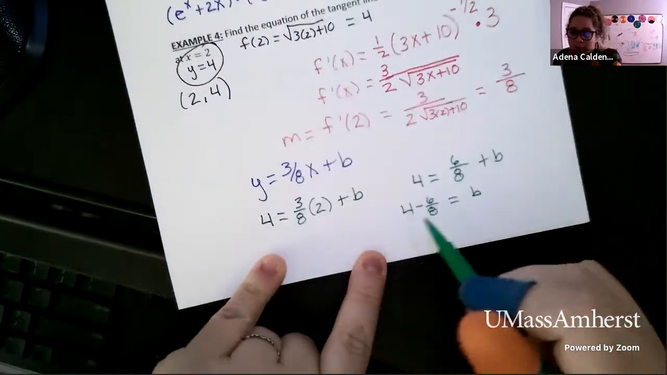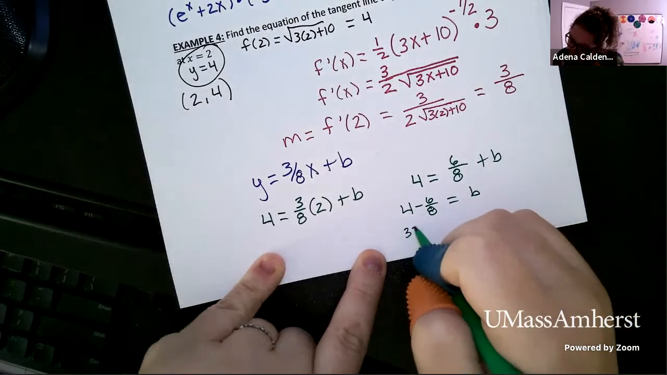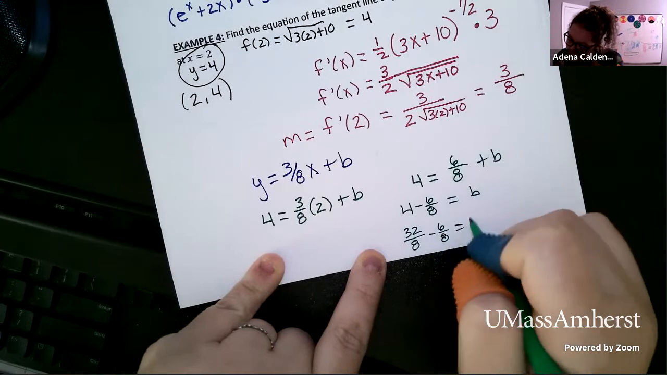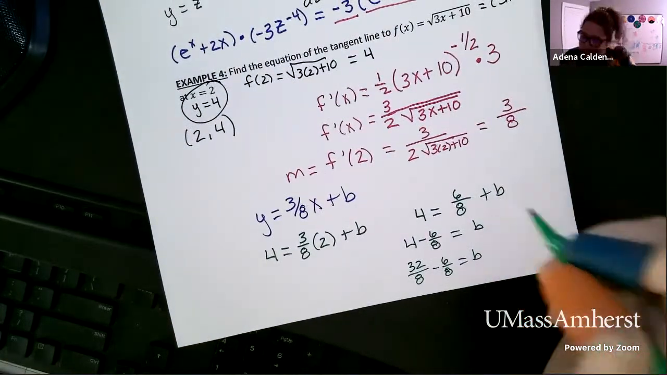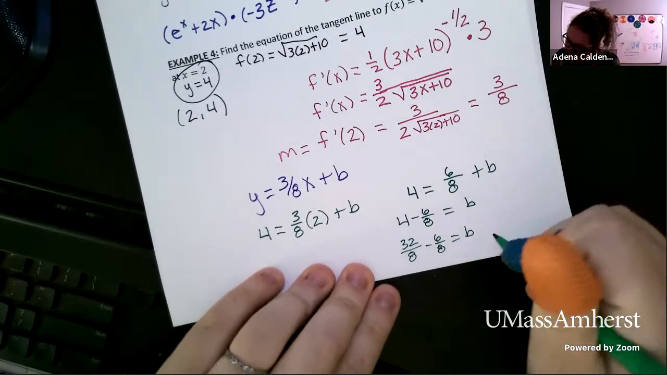If I want to deal in eighths here, I have to turn my 4 into eighths. So I have 32/8 minus 6/8 equals b. So 32 minus 6 is 26. So I have 26/8.